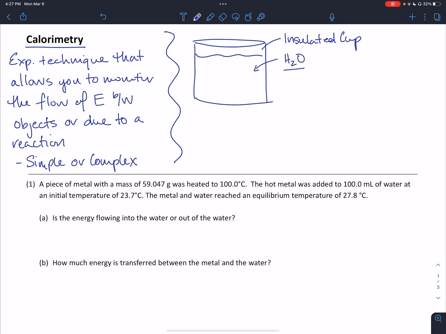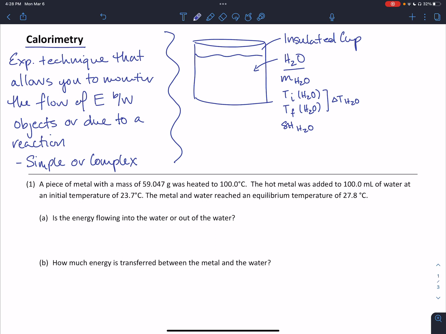So we're going to put water in our cup, and then we're going to know the mass of that water. We're going to measure its initial temperature, and then at the end of the experiment, we'll be looking at its final temperature. That's going to give us the delta T for the water. And then in addition, we need to know the specific heat of water. Since that's a physical property, that's something that we can easily look up.